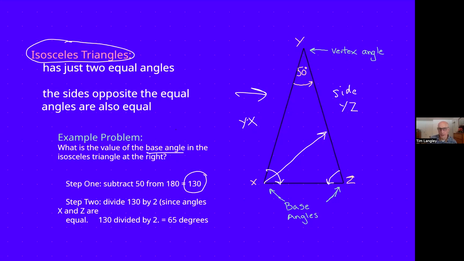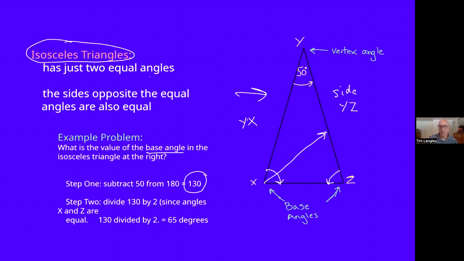Okay. Now, if you think about it logically, if there's 130 degrees left, and these angle X and angle Z at the bottom right here of our screen are equal, that means if I divide 130 by 2, since they are equal, that gives me 65 degrees. Okay. Hope I didn't go too fast on that, but that gives me 65 degrees.